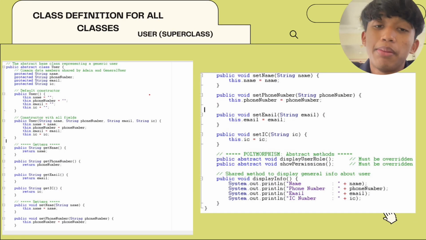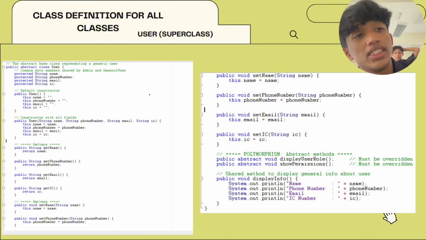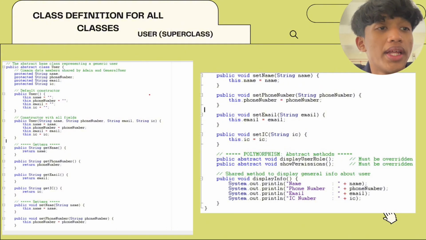So this is the common data member shared by admin and general user. So this is the default constructor, setter, getter, and we have implemented polymorphism. So we have method declaration but no method body. The method will be overridden later, which is polymorphism in work.